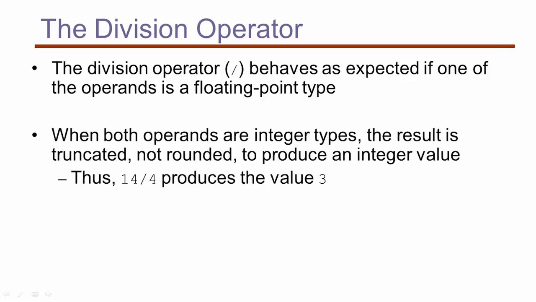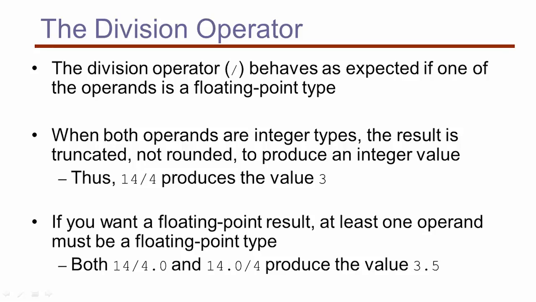But when both operands are integers, you get integer division, which produces an integer result. The integer result is truncated and not rounded. So if you divide the integer 14 by the integer 4, the result is the integer 3. If you did not want integer division, you would have to make one of the operands a floating point value, and that could be accomplished by simply adding a 0.0 to the literal value.